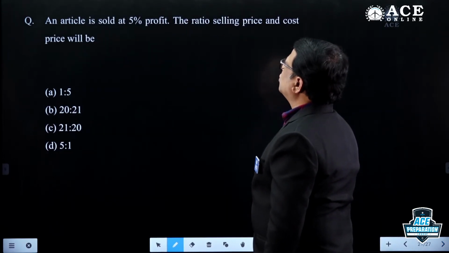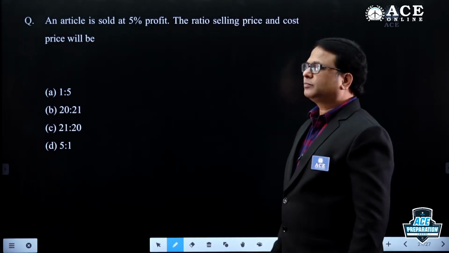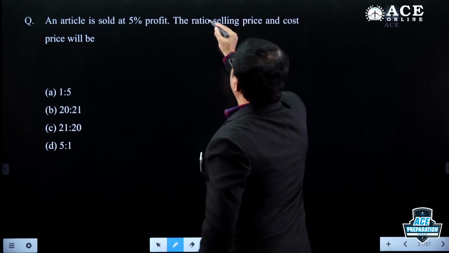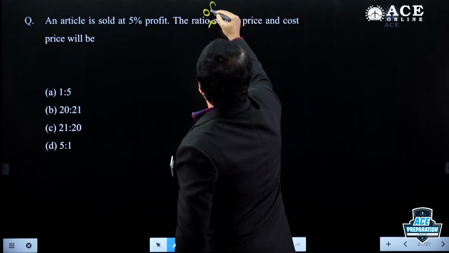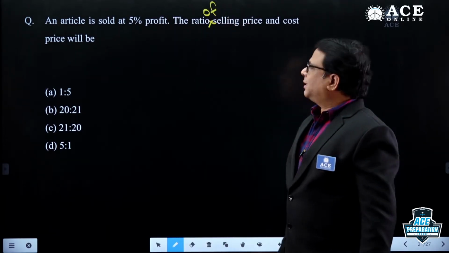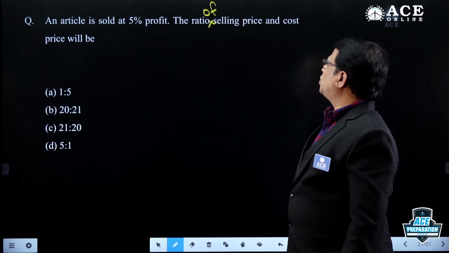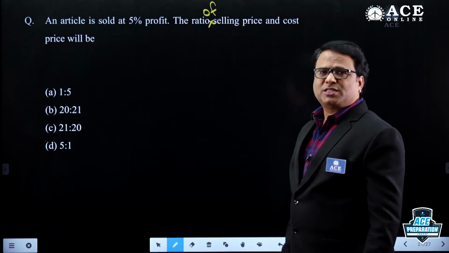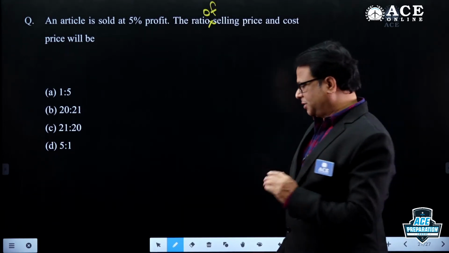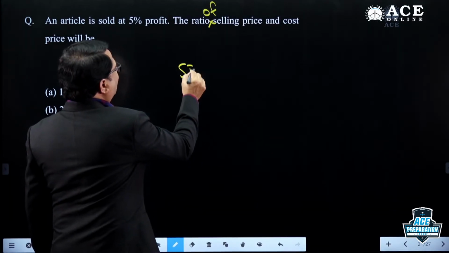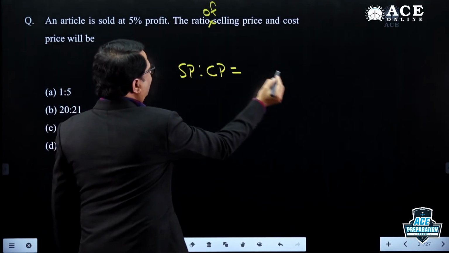An article is sold at 5% profit. Then the ratio of selling price and cost price will be dash. That is the question. So this is a very, very simple question. Selling price is to cost price.